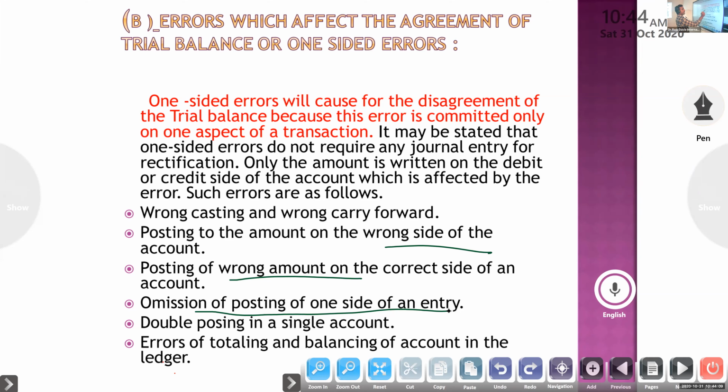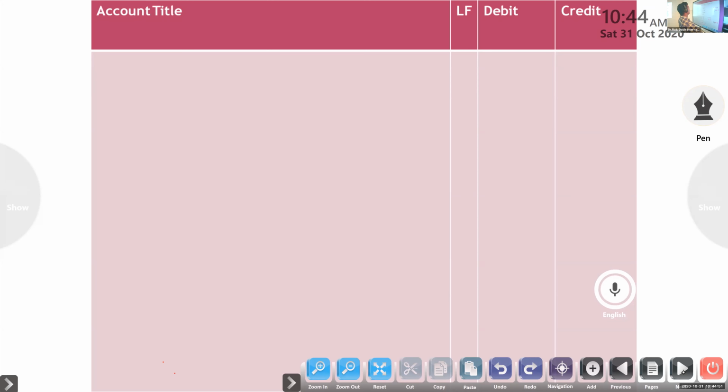If there is a one-sided error, no journal entry is required. Only the amount is corrected on the debit or credit side of the account. Mainly undercast, overcast, posting a wrong amount, and posting to the wrong side: one item on the wrong side and one item correct. Only one side is in error: only debit posted, or only credit posted. For that, no journal entry is required.